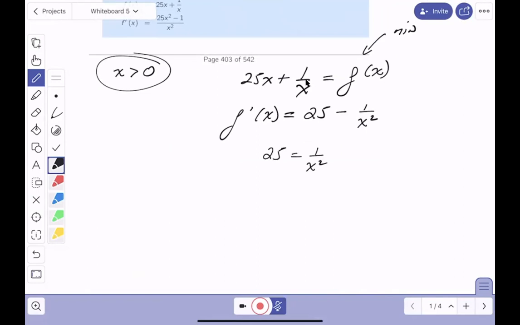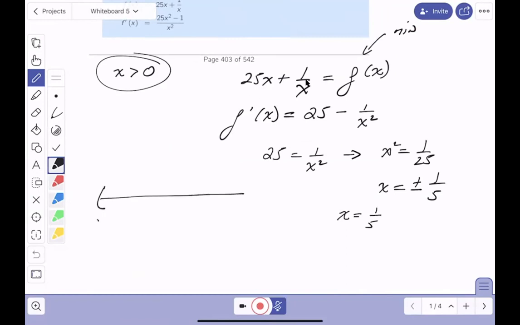And what do you get there? Well, let's write this down. Let's see, x squared would equal 1 over 25. So x would equal plus or minus 1/5. But here's the deal. It can't be minus 1/5. So there's only one critical number, and that critical number is going to be x equals 1/5. Well, let me put the analysis down. It starts at 0, and it goes off to infinity. And we got one test point, which is 1/5.